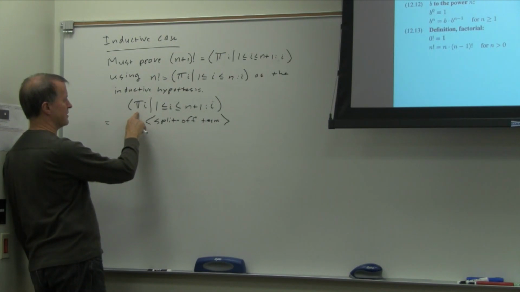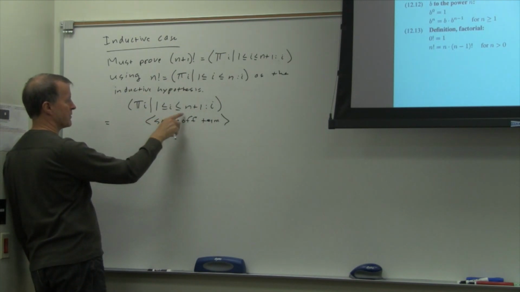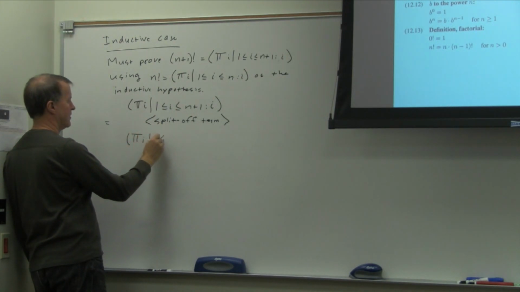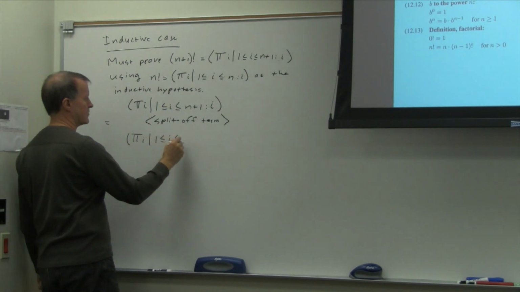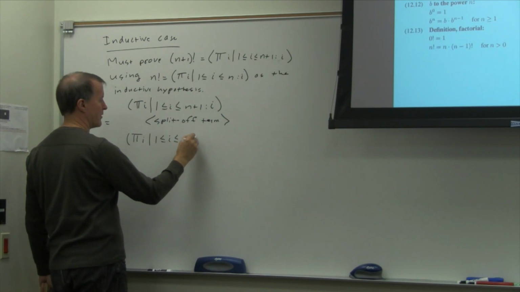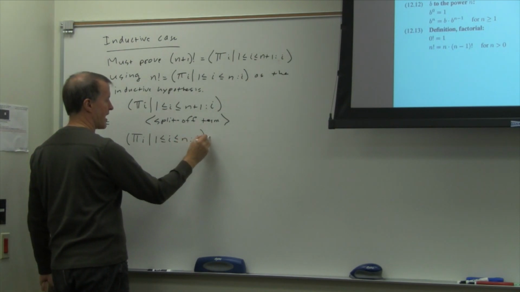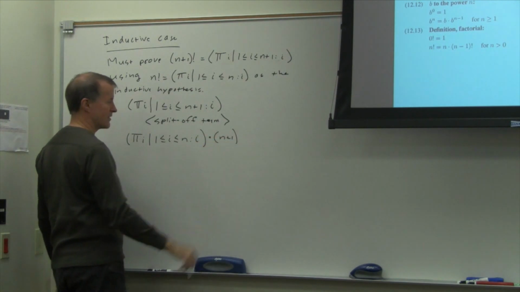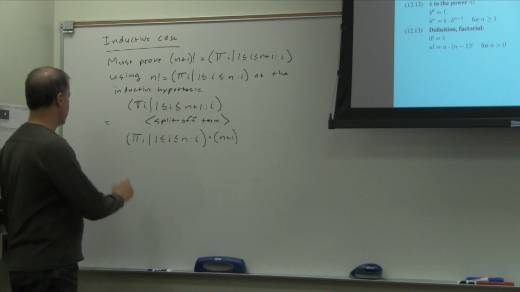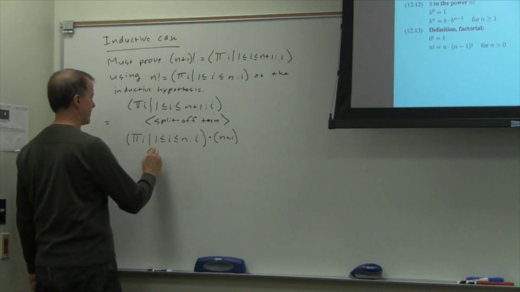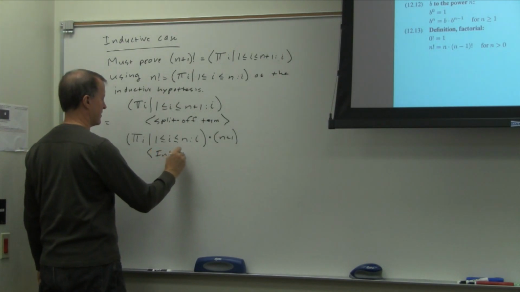So how do you split off the last term here? Times n+1. So what do we write? The product over i, 1 less than or equal to i less than or equal to n, body i, times n+1. Is everybody clear on that? Now this equals, by what? Inductive hypothesis.